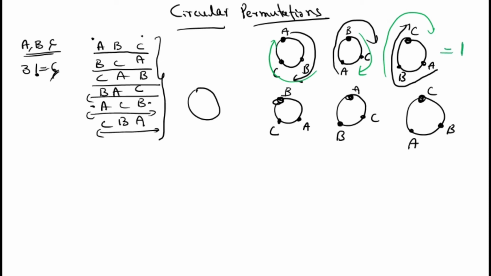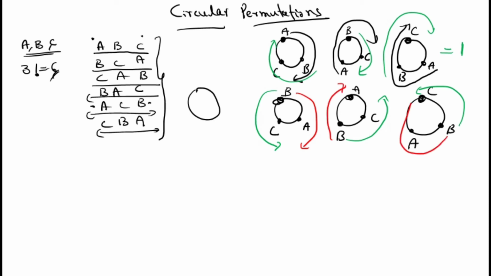Or take the second one in the anti-clockwise direction. I'll start with B. We'll get BCA in the anti-clockwise direction, and here also you'll get BCA. Or if you take the clockwise direction, starting with B only, you will get BAC. Here also you will get BAC. That means these three arrangements look different, but if you observe clearly, that gives only one arrangement.